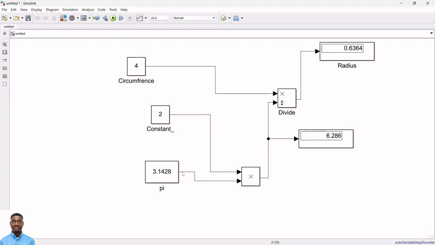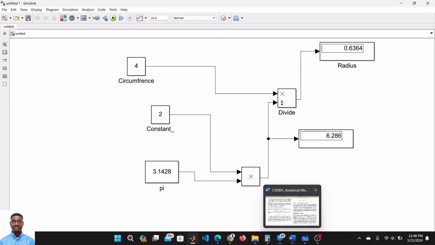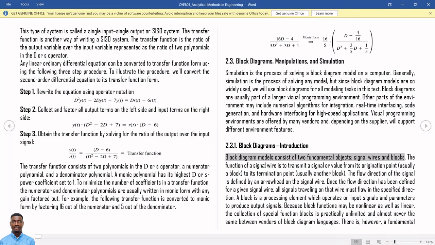So any block diagram will consist of 2 objects, the block or the blocks, and the signal wires. Those are 2 objects you find in any block diagram environment that you might have created before you can say you have done a block diagram. Now, the function of the signal wire is to transmit a signal or value from the origination point, usually a block, to a termination point.